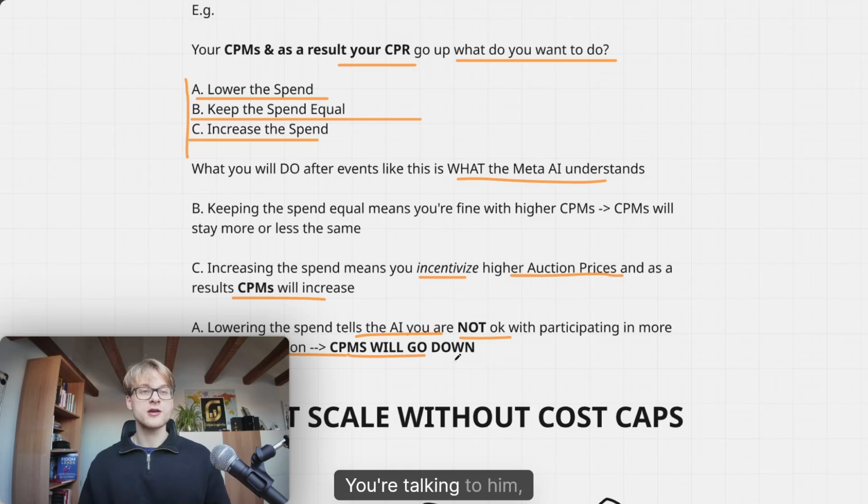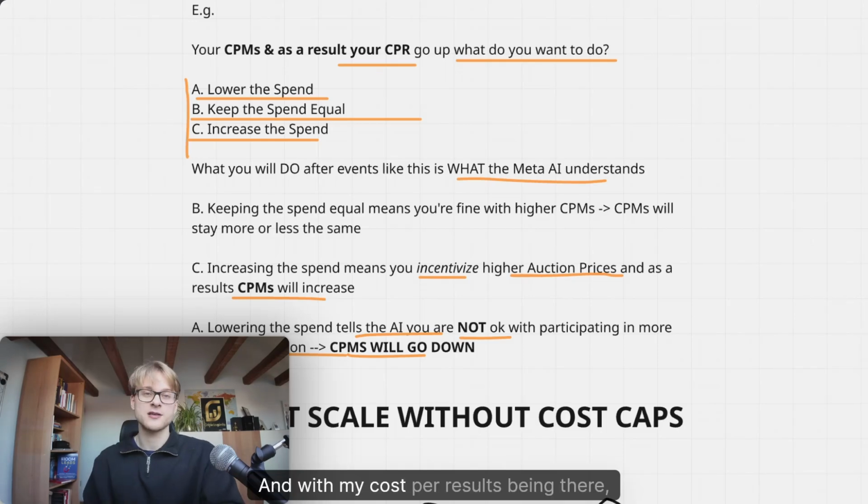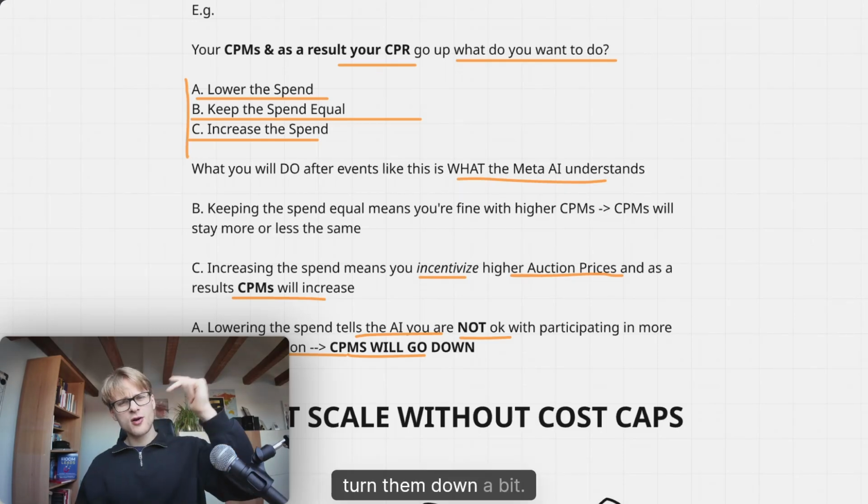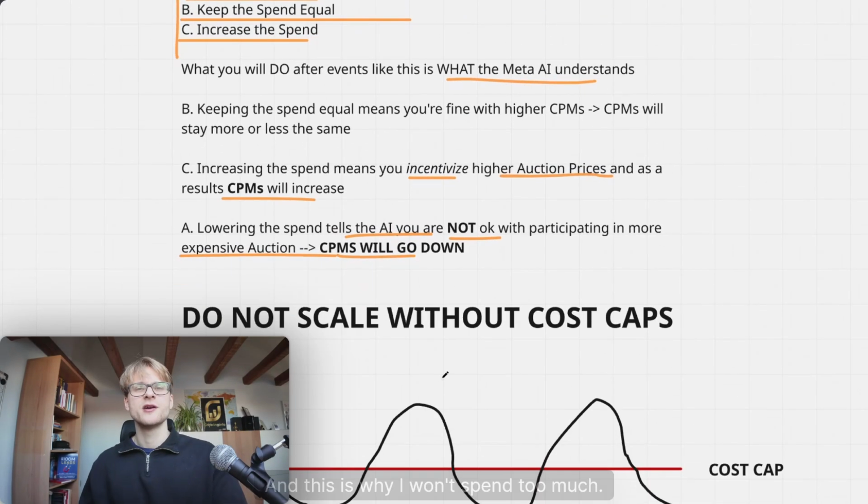It's like a dog. You're talking to him, okay? I'm slapping him, and I'm telling him, no, I'm not okay with the CPMs going too high and with my cost per results being there. Turn them down a bit. And this is why I won't spend too much.